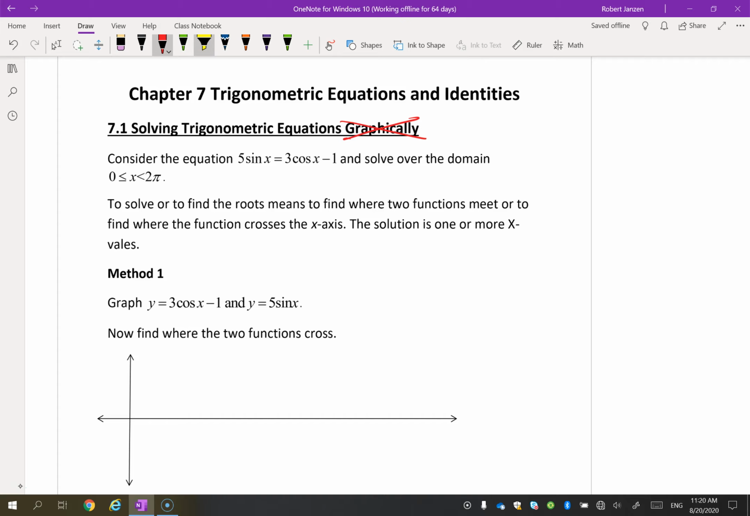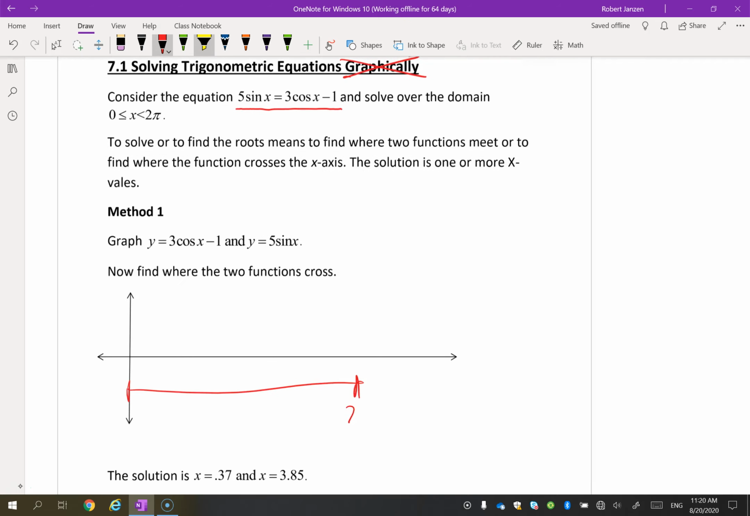Okay, so it says, in this example, consider the equation 5 sine x equals 3 cos x minus 1. Solve over the domain 0 to 2 pi. So if you picture 0 to 2 pi, that might be something like this. And somewhere there's going to be some sort of a sinusoidal graph. Now if you had Desmos or some other form of technology, you could just enter this into the calculator, and you could do that in two ways. Method 1 would be to take 1/2 of the equation and turn it into an equation, and then also take the second part and turn it into an equation. So that's kind of like that.